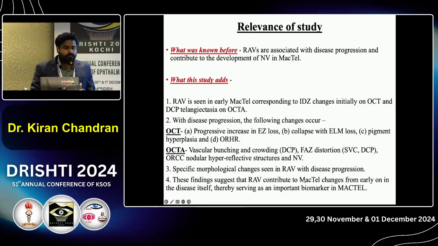So what was known before was that RAV was associated with disease progression and contributed to the development of neovascularization in Mactel, but this study adds that earliest changes in the outer retinal layers are directly linked to RAV, and even telangiectasis formation on OCTA is related to the formation of RAV. So RAV is associated with progressive increase in the loss of all outer retinal bands, thereby suggesting that RAV can serve as an important biomarker in Mactel right from the early stages of disease. Thank you.